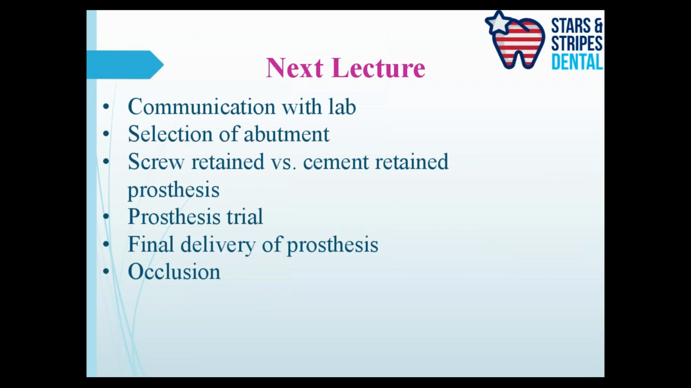All right, so as I said earlier, in the next lecture we'll talk about how to choose the abutment, the final abutment, and what to talk to the lab, what instructions to give, how to choose the restoration type, which is cement retained versus screw retained, how to do trials, what are the lab steps, and what will you get, what you have to do until you have your final crown delivered, and the occlusion, of course.